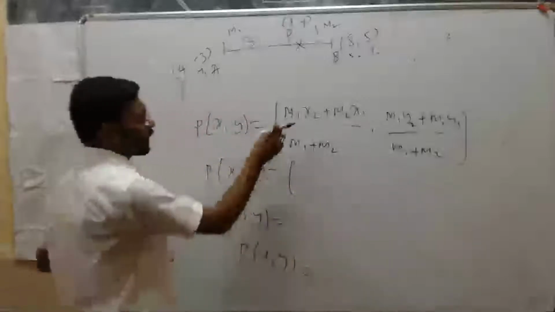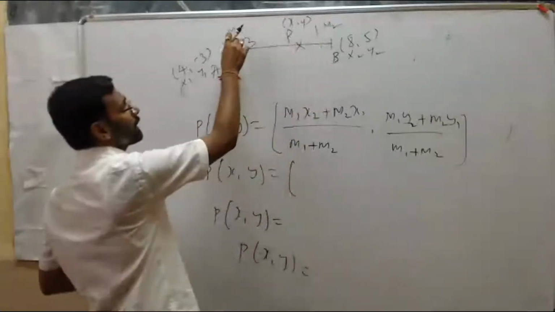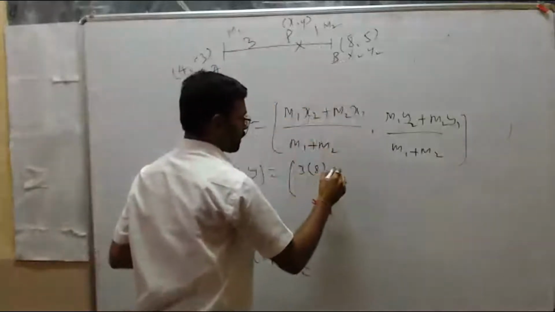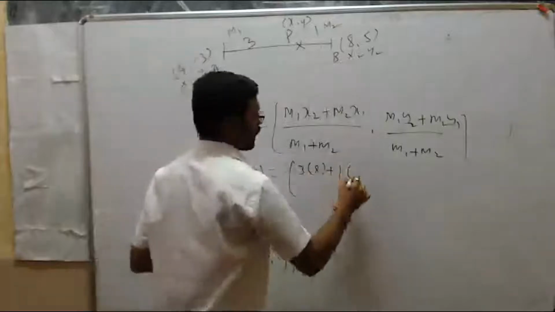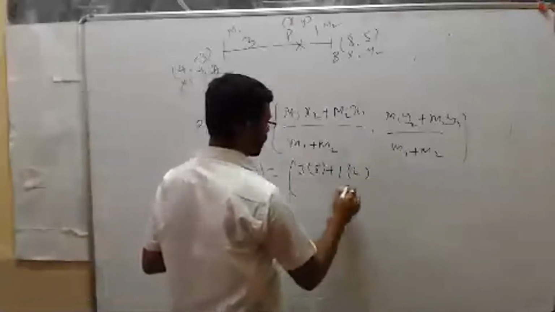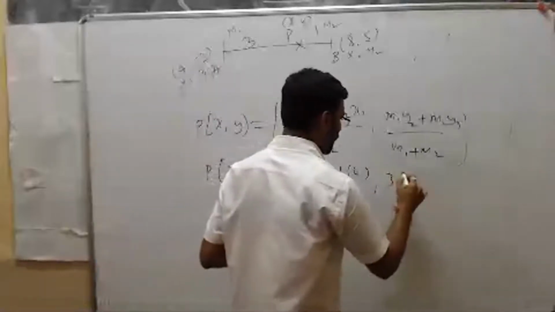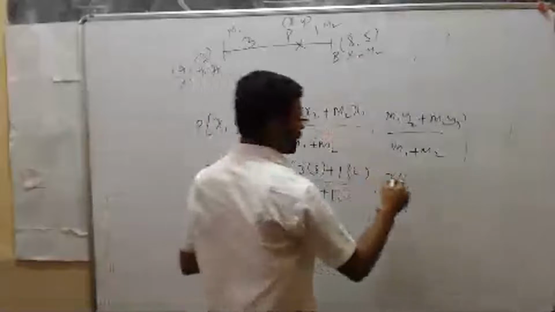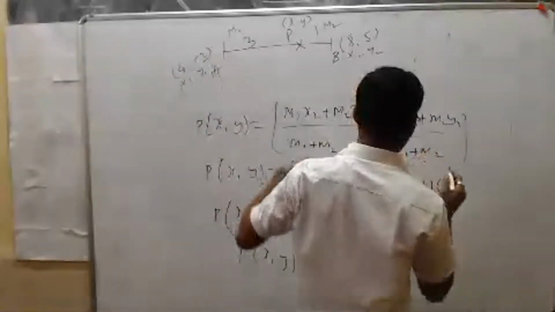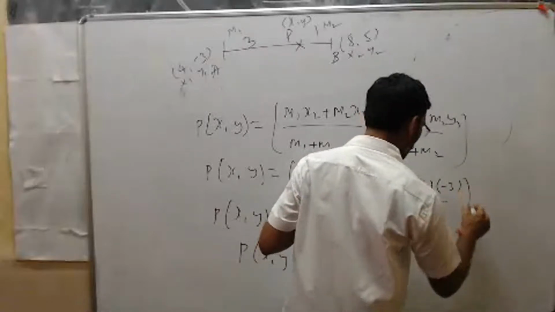Tell me anyone, what is the value of m1? The first part is m1, the second part is m2. m1 value is 3. x2 value is 8, plus m2 value is 1, x1 value is 4, divided by m1 plus m2, which is 3 plus 1. Again m1 value is 3, y2 value is 5, plus m2 value is 1, y1 value is minus 3, divided by m1 plus m2, which means 3 plus 1.